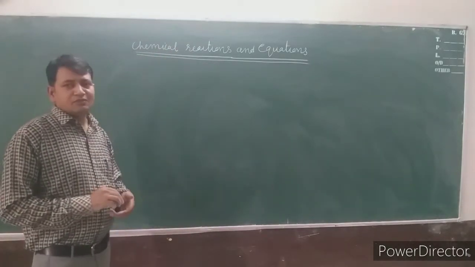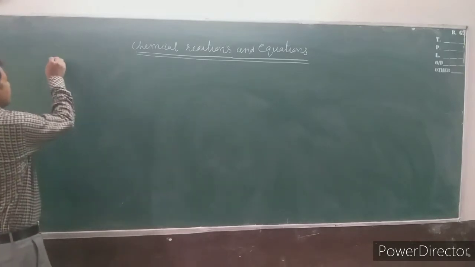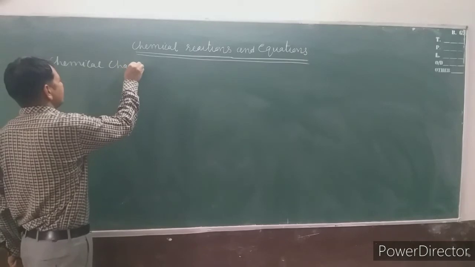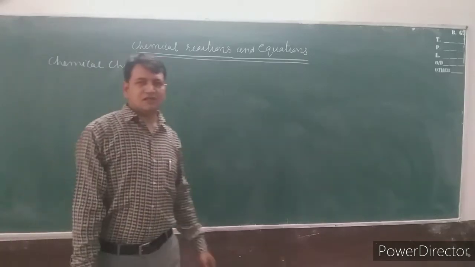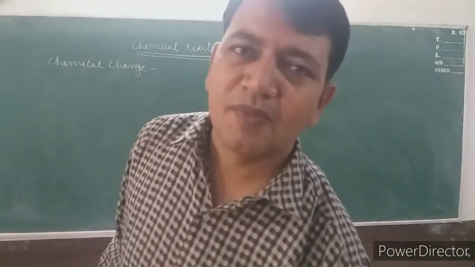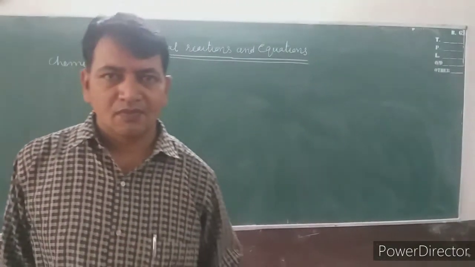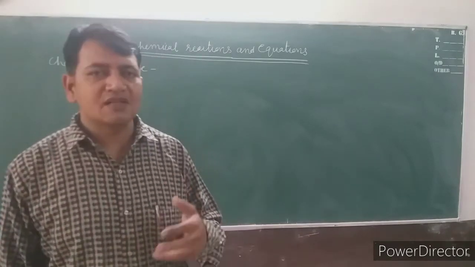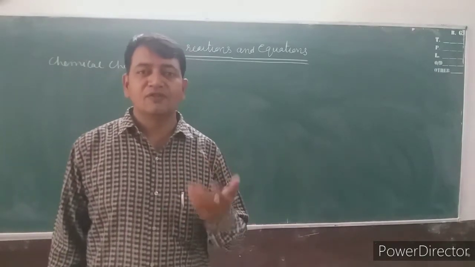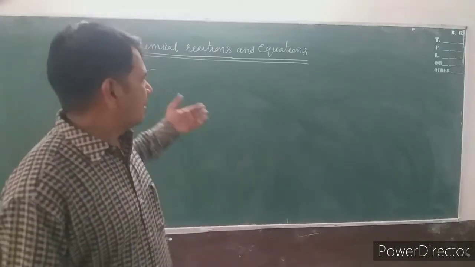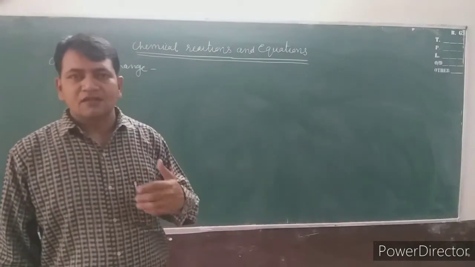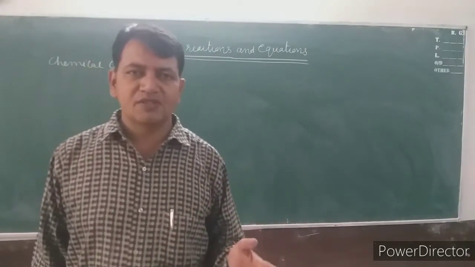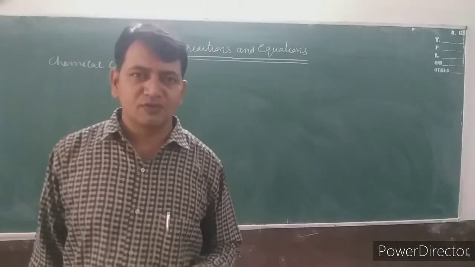The word chemical reaction belongs to chemical change, and you have studied chemical change in the previous class. Change means formation of new things. There are two types of changes, physical change and chemical change. The best example of physical change is the melting of ice. Chemical changes are the burning of food, burning of paper, and the intermixing of hydrogen and oxygen to form water.